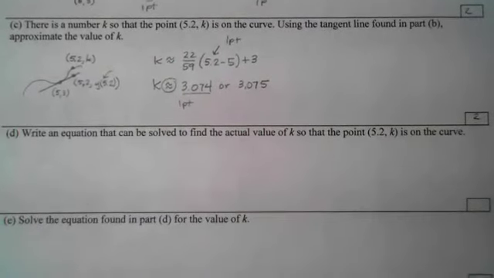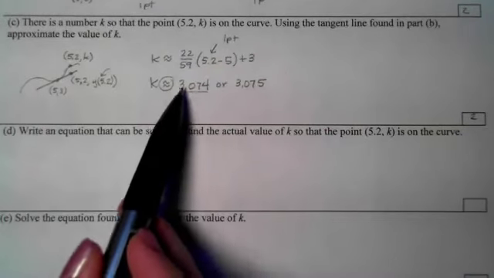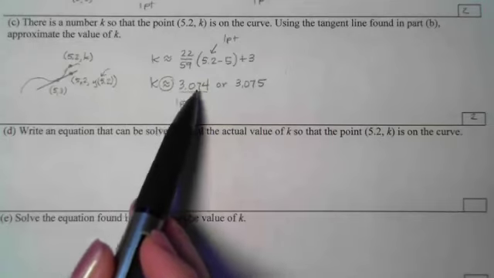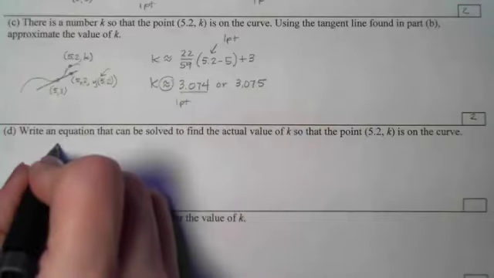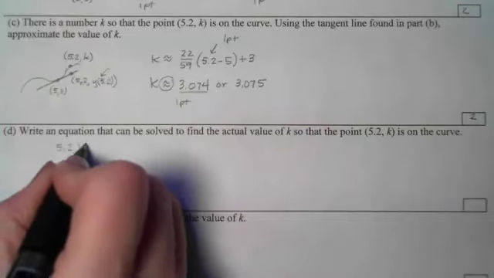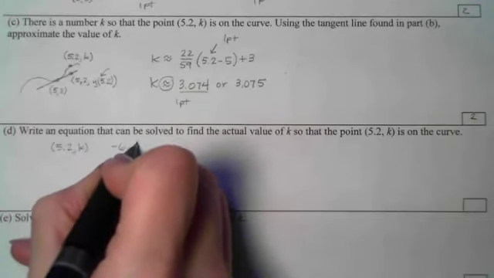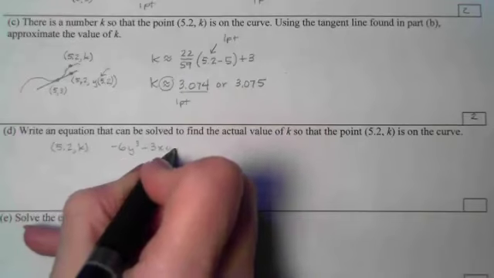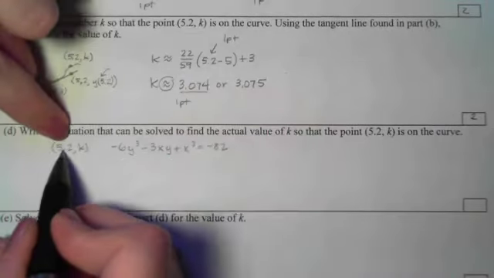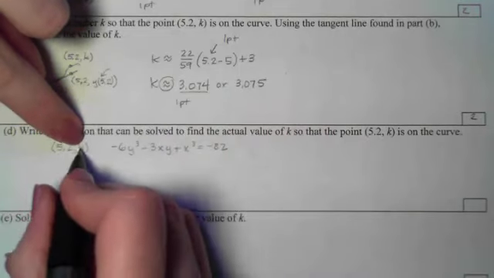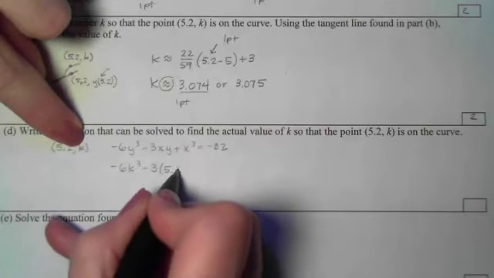Part D says we want to write an equation that can be solved to find the actual value of k. So we want to know, what is k supposed to be? Here's our approximation that we got off of the tangent line. I want to know, what is it really? So in order to do that, we're going to plug (5.2, k) into the equation of the curve. The equation of the curve was negative 6y cubed minus 3xy plus x cubed had to equal negative 82. So if I replace x with a 5.2 and y with a k, then I'm going to get the equation that I'm supposed to solve.